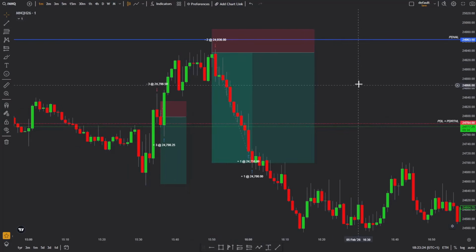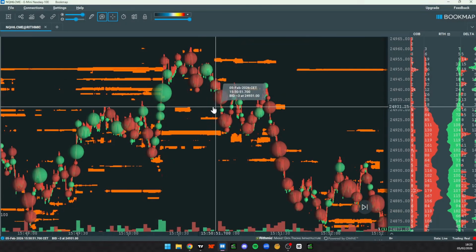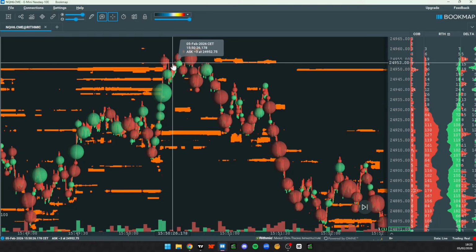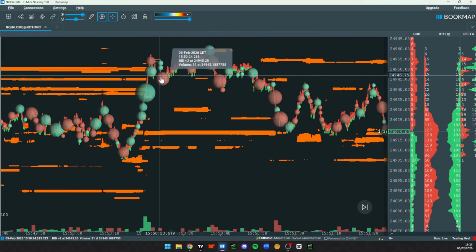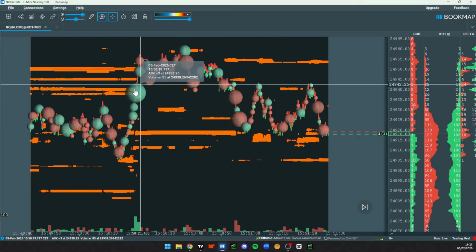So let's just go to the Bookmap and show you the exact entry. So this is the entry for the short. As you can see, aggressive buyers came into the value area high, and all of a sudden price stops and it doesn't push the price further up. You can see massive aggressive buying over here.